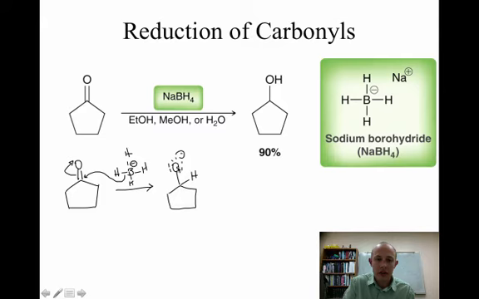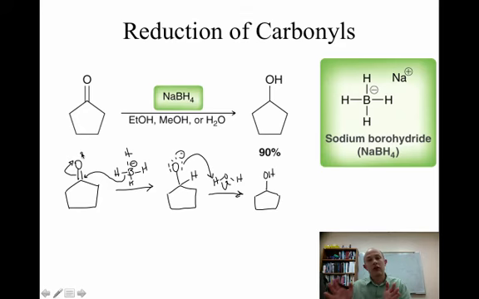And now this alkoxide is going to take a hydrogen away from our solvent molecules. And so the second hydrogen comes from the solvent. So we've formally added hydrogen across the double bond, but it's happened in 2 separate steps. One hydrogen came from borohydride, one hydrogen came from the solvent.